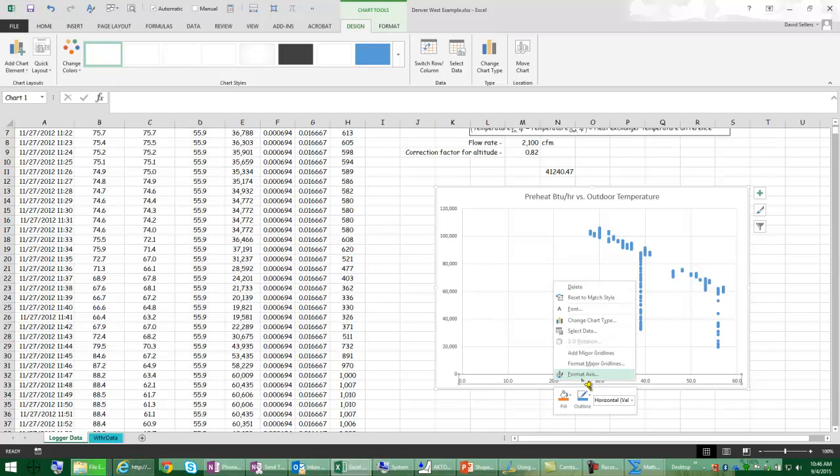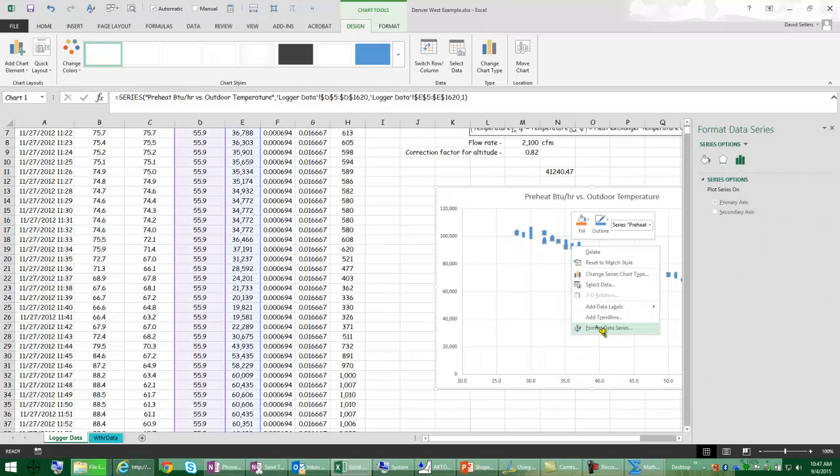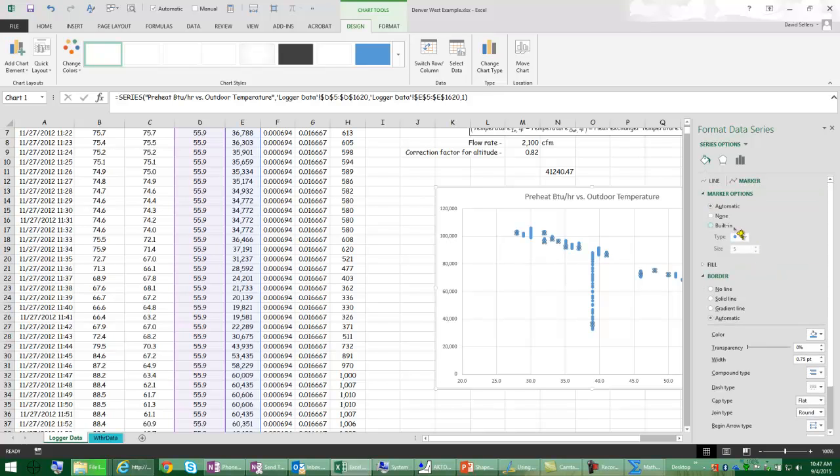I'm going to narrow the scale down here a little bit, so it's like 20 to 60. That'd probably work. And let's format that data series. We want to mess with the fill and lines on the marker. Let's make the markers a little bigger. So I'm going to pick a built-in marker and make it maybe a little bigger. And I'm going to turn off the lines.